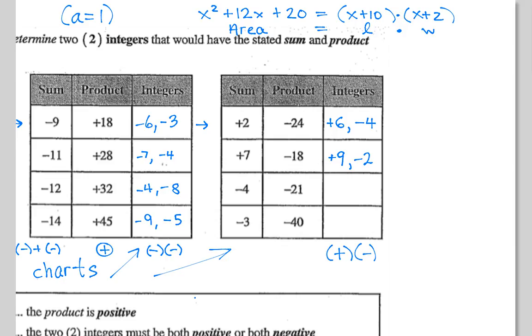So what multiplies to 21? And I literally just put 7 and 3 and then I think about the sign. So the bigger one's got to be negative.